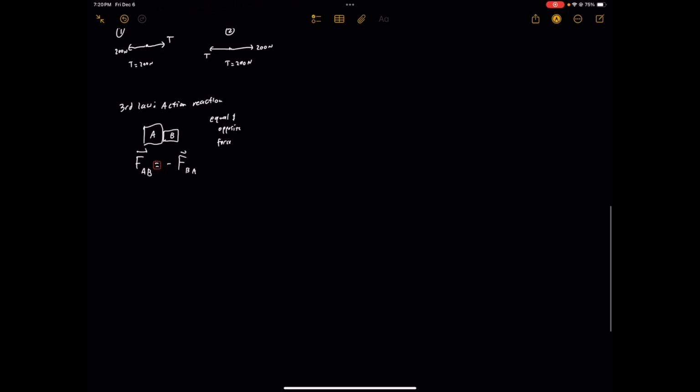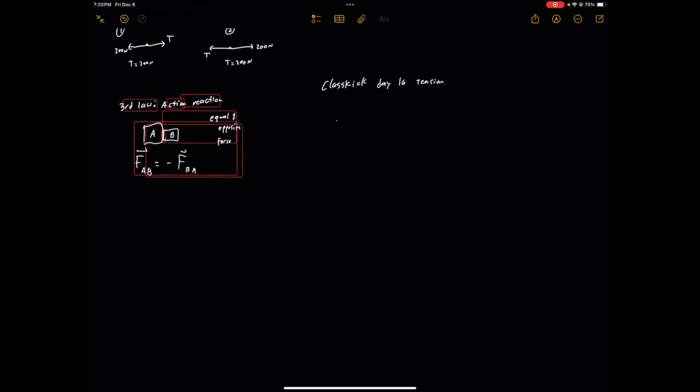So this comes from Class Kick day 16, tension. That was the title. I forgot which number this was, but this is how it came out. It's going to be important for the test, so that's why I want to go over it. So we have 2 objects, mass 1 and mass 2, and there's a rope connecting them. And then there is this force here. I'm going to call this T2. T1 is between them, and there's another tension, T2, that's pulling on the whole system.